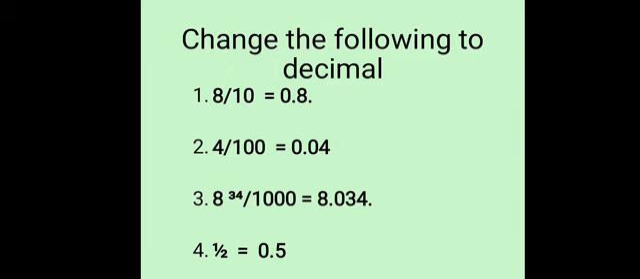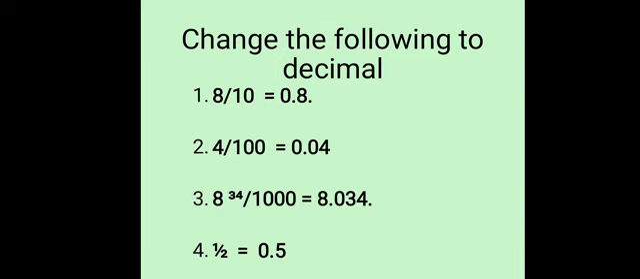So in this number 3 example, 8 whole number, 34 over 1000 changed to decimal. In this case, forget about the whole number and solve 34 over 1000 like we did previously. When you get your answer, you add it with 8. You add it with what? 8, and that will give you 8.034.